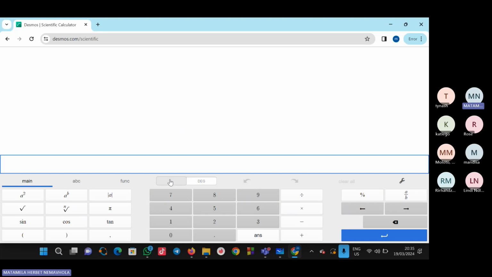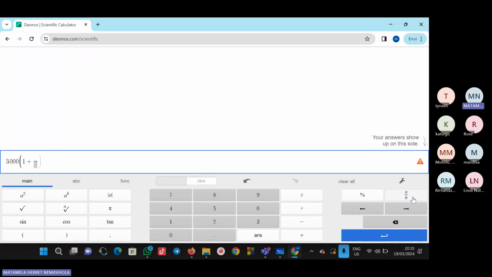So in that question, we have 3,000 with brackets. If you are using a Casio calculator, in brackets, we have 1 plus, in your scientific calculator, this A over B, which was 0.1, you divide it by 12, to the power 36. So it's going to give us the answer there. The answer for that question is 4,044.54. So if you check, let's go back to our board.